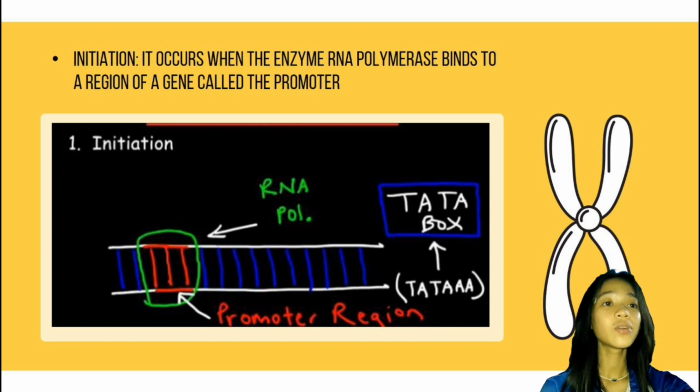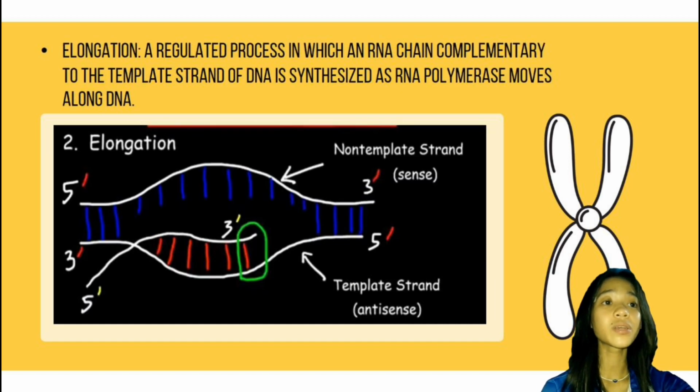So next, elongation, a regulated process in which an RNA chain complementary to the template strand of DNA is synthesized as RNA polymerase moves along the DNA. So, elongation is the next step of transcription. In this step, RNA polymerase continues to add nucleotides to the mRNA strand until it reaches the termination sequence.